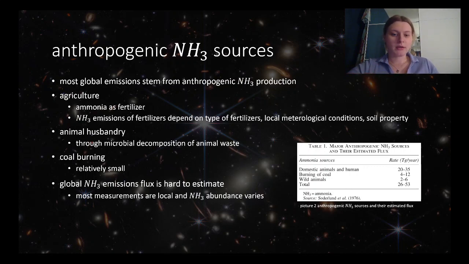Another one is coal burning, and you can also see that in picture number 2. There's a table with all of them listed and how much the global flux is. Coal burning has a relatively small impact. Also, the global NH3 emission flux is very hard to estimate because most measurements are local, and like I already said, the lifetime in the atmosphere of NH3 is less than a day, and the NH3 abundance varies.